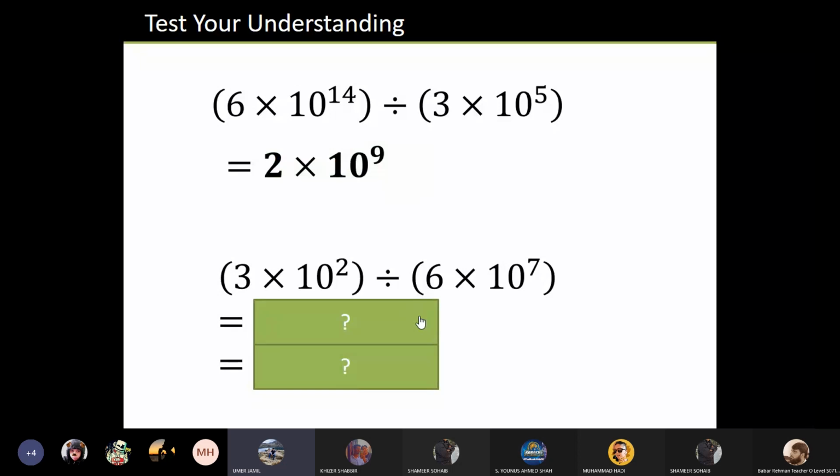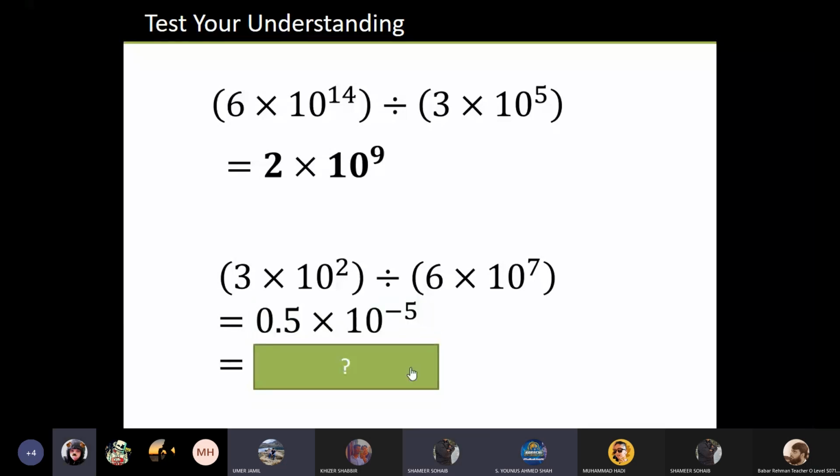Yes. So our next standard form is 3 multiplied by 10 to the power of 2 divided by 6 multiplied by 10 to the power of 7. So these standard forms are given. First, we have to divide 3 by 6. Now the answer will be in decimal because it's not 6 divided by 3, it's 3 divided by 6. So can you tell me what will be the answer of 3 divided by 6? 0.5. Yes, this will be the answer. Then when you have to convert it further, what will be your next procedure?